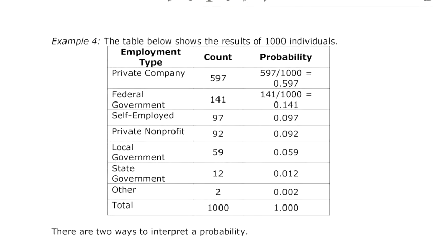Okay, and then finally, I have an example here of 2 ways that you can interpret the probability of an event. What I have here is a relative frequency probability. We had a group of 1,000 people, and we looked at what type of employment they had. There were 597 people who worked for a private company, so that probability was equal to 0.597. There were 141 federal government employees. 97 were self-employed. 92 worked for a nonprofit. 59 worked for a local government. 12 for a state government. And 2 had some other type of employment. So we looked at all of those, found the probability of each of them, added them all together. That gave us a probability of 1.